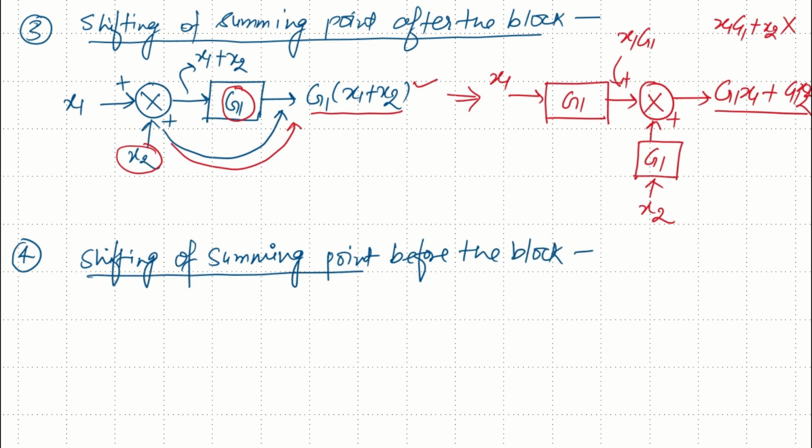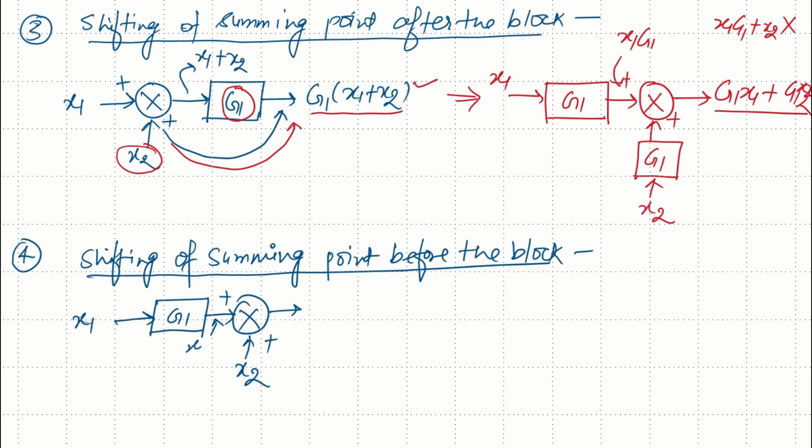In this case, let us take an example. We have signal X1 and the block with the gain G1, and we have a summing element after this block, and we have signal X2 added to these two signals, and then we are getting the final output. Since at this point we will have output X1 G1, both the signals will be added. So the final output in this case will be X1 G1 plus X2.